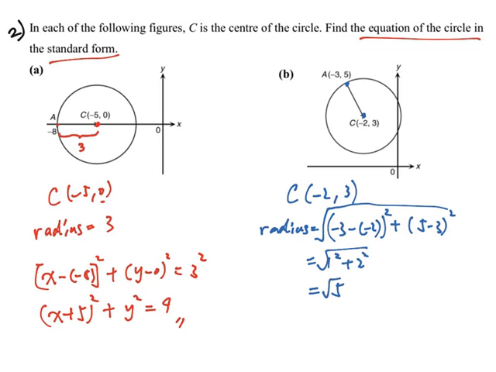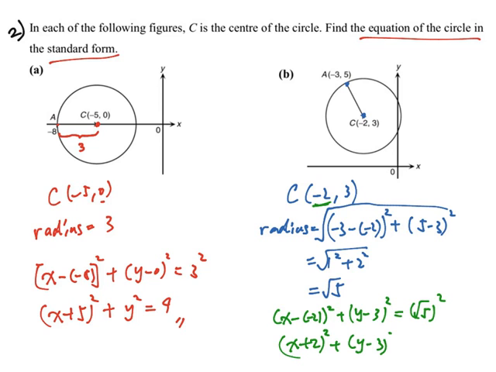Next, we'll use the standard form. So the center and radius, we have them. So (x minus negative 2) squared, and then plus (y minus 3) squared, equal to the radius squared. So after simplification, we get (x plus 2) squared plus (y minus 3) squared. Finally, it is 5.